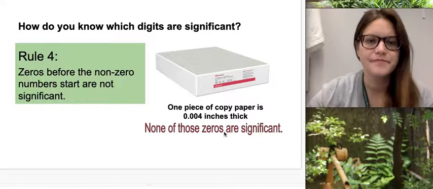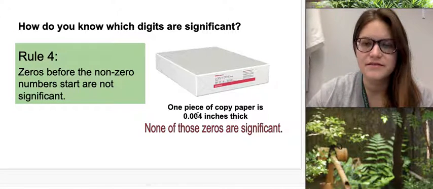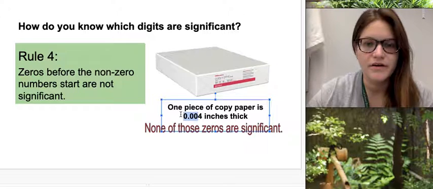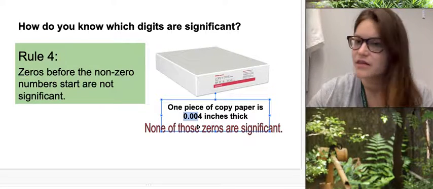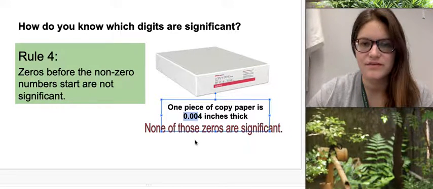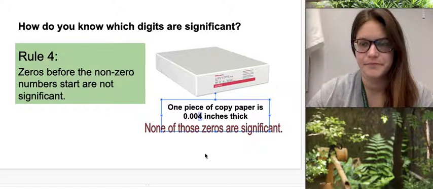Now, this one, a piece of copy paper is 0.004 inches thick. These zeros that come before that non-zero number starts, they're not significant. None of those zeros count. So this one just has 1 significant figure.